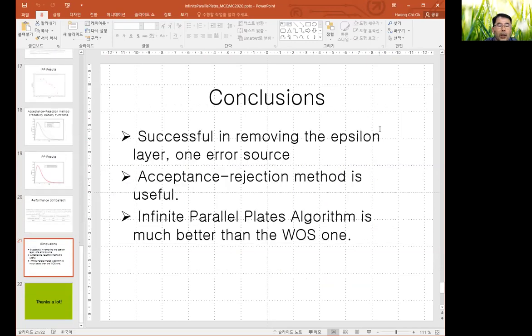In conclusion, we successfully implemented the parallel plates algorithm for the diffusion process, and we removed the epsilon layer using the series solution and the acceptance-rejection method. And of course, the infinite parallel plates algorithm is better than the conventional algorithm.